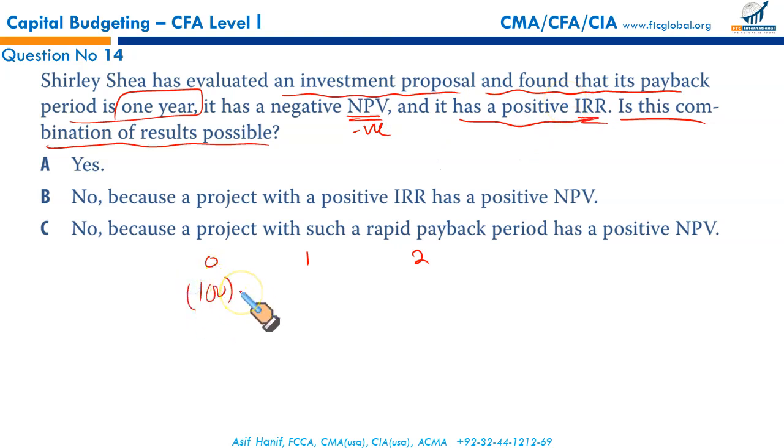Let's take $100 initial investment. We receive $100 in year 1 and $5 in year 2. Just to make sure that we get negative NPV, our inflows' present value would definitely be lower than $100. So that's why we will have negative NPV. And payback, since we want to recover the amount within 1 year, so we use these numbers. And try 10%. This is your initial investment, 100 inflow in year 1, $5 in year 2. Use 10% discount factor.